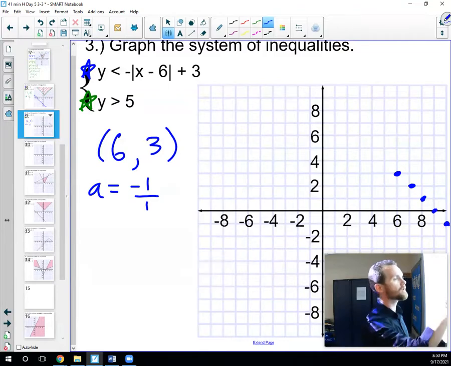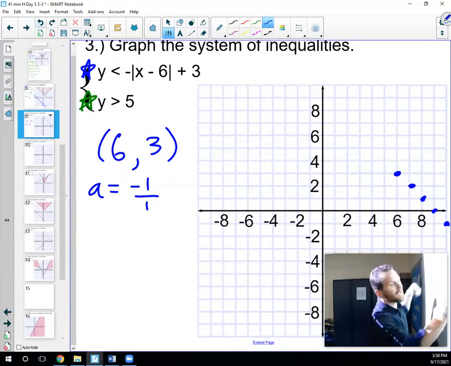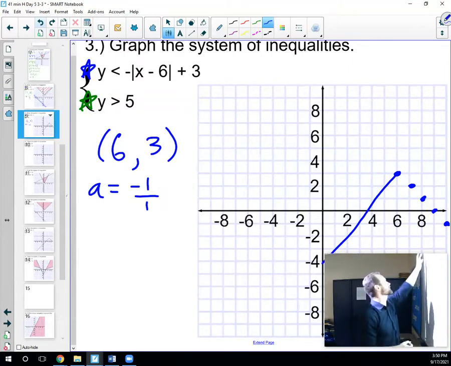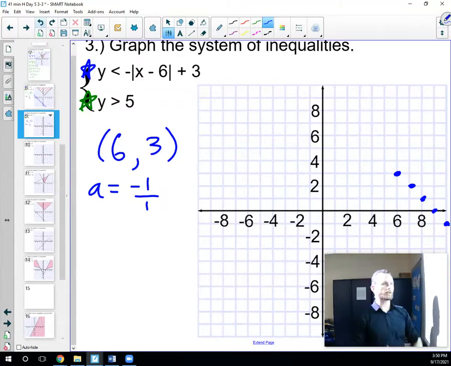And we know it's got to be a V, so it's not going to be a line going that way. It's got to bounce down. This is going to be an upside down V. You have to know that. Got to know that, ladies and gentlemen. I know I'm saying that a lot, but I really want to drive that point home.